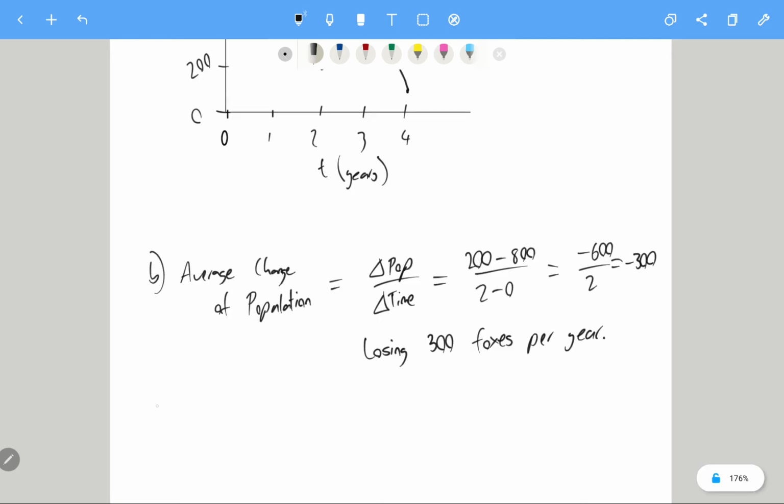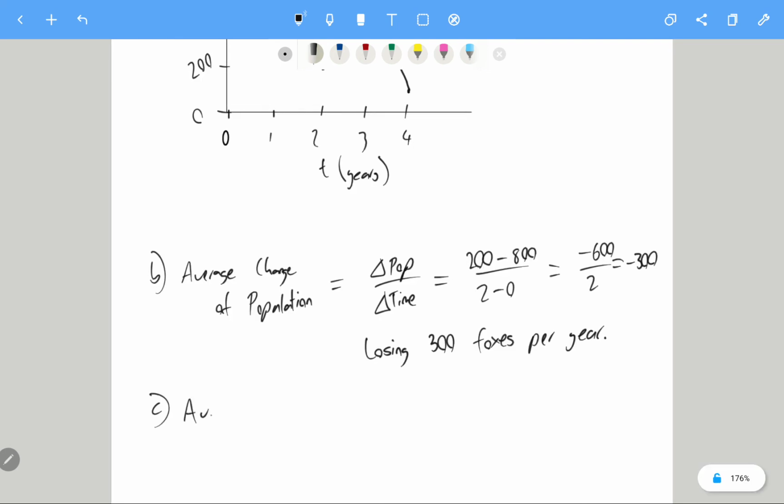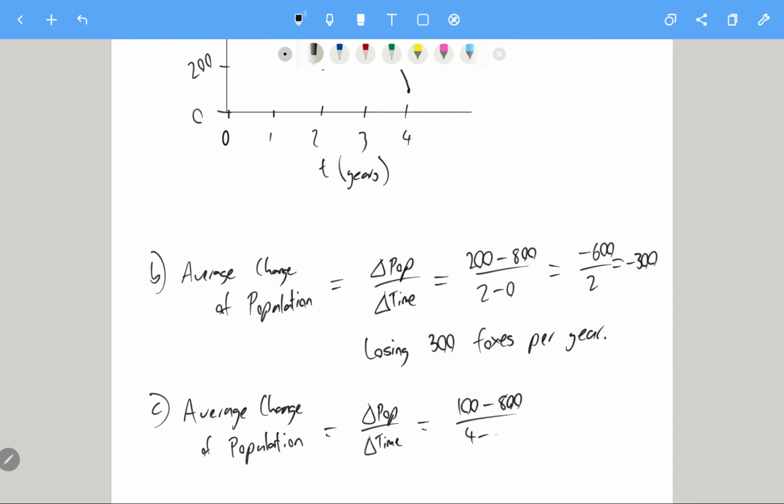For part 2, we're looking for the total average change in the population. Alrighty, which is going to be del pop over the del in time. So it's 100 minus 800 over 4 years. Negative 175 foxes per year.